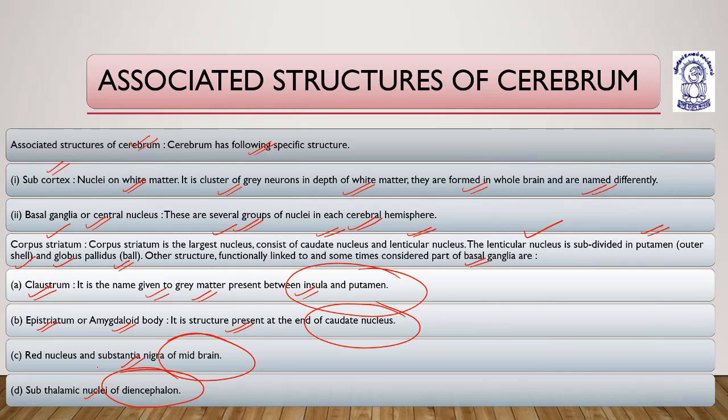Basal ganglia consist of the corpus striatum, which consists of the lenticular nucleus and caudate nucleus. At the end of the caudate nucleus is the epistriatum or amygdaloid body. Claustrum connects the insula and putamen. The lenticular nucleus is divided into putamen, on the outer side, and ball-like globus pallidus. It also includes the subthalamic nuclei of the diencephalon. This is the basal ganglia or central nucleus.